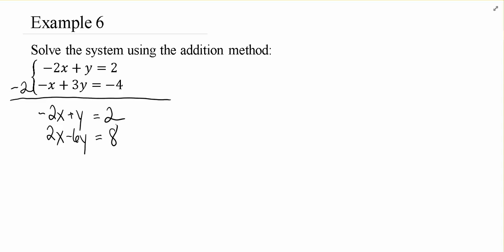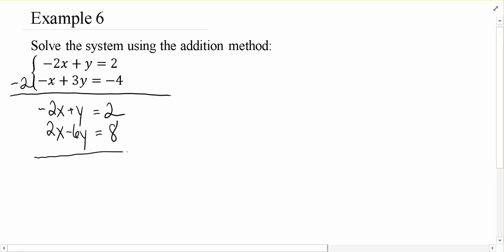Step 2, we want to add the equations together. So let's add. Negative 2x plus 2x is 0. Y plus negative 6y is negative 5y. And 8 plus 2 is 10. Now we can very simply solve this equation. We get y equals negative 2.